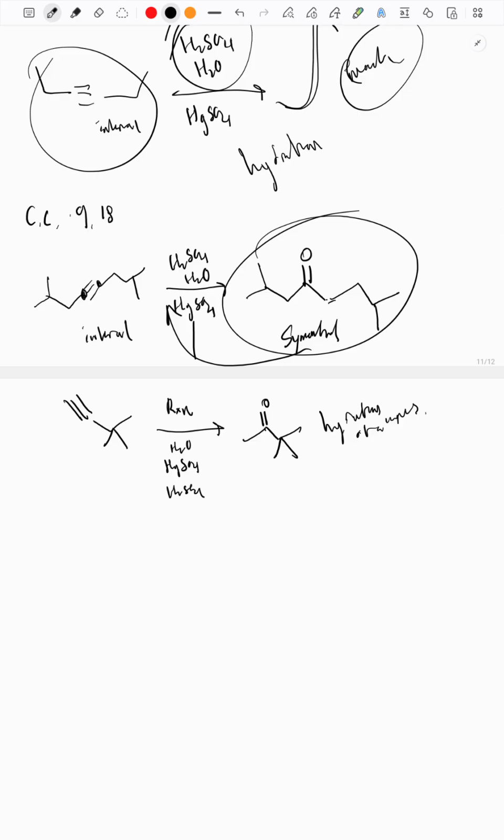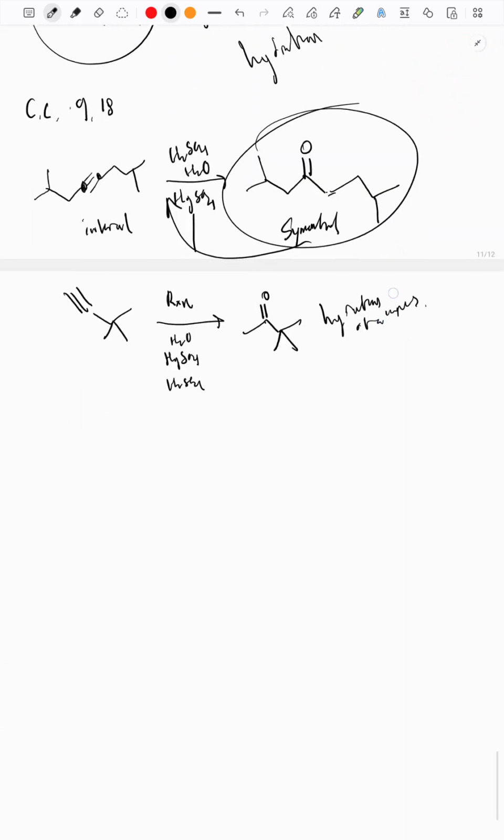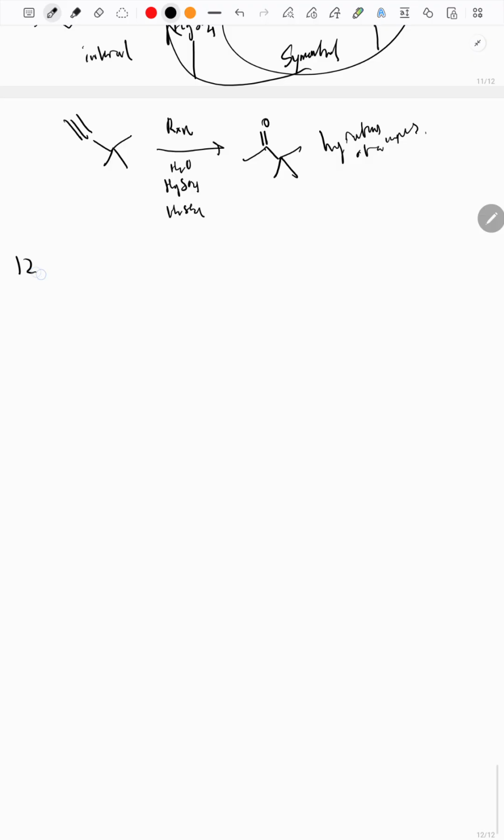Now this was point number 11. Point number 12. Describe the overall mechanism and what allows for rearrangement. We basically talked about the mechanism. So there's that.